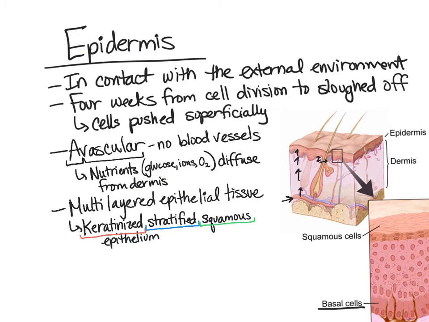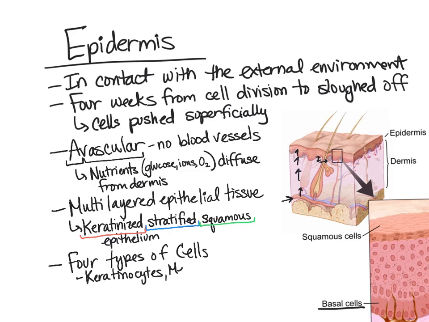When we take a look at the different types of cells, we're going to look at the 4 types of cells that we see in the epidermis. The 4 types of cells are, 1, the most abundant, the keratinocytes. The second are the melanocytes. And then we also have the Langerhans cells. And then lastly, the basal cells. We're going to take a look at each of these different types of cells individually.